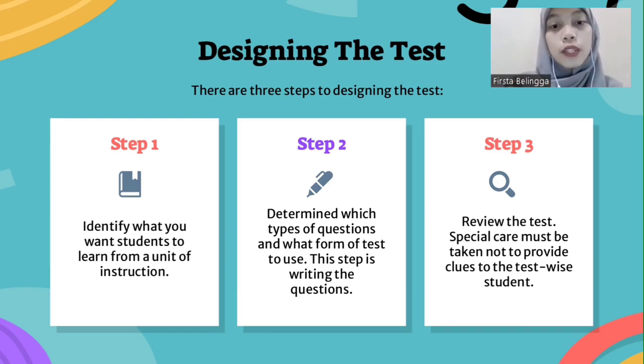You are ready to begin the second step in constructing an effective achievement test. This step is writing the questions. And the last step is review the test.